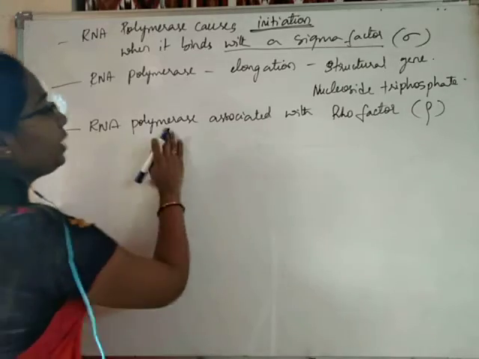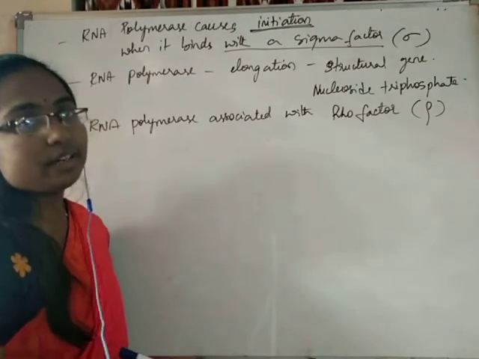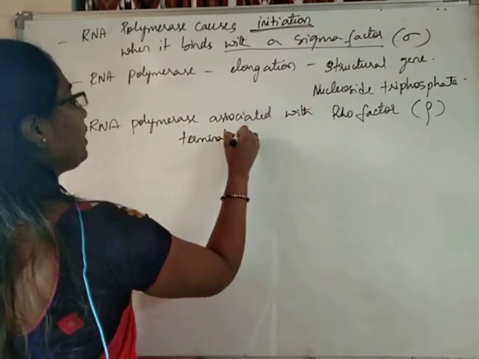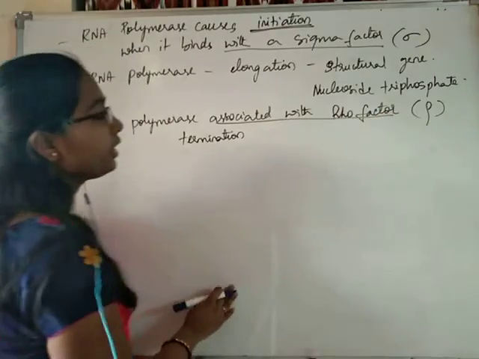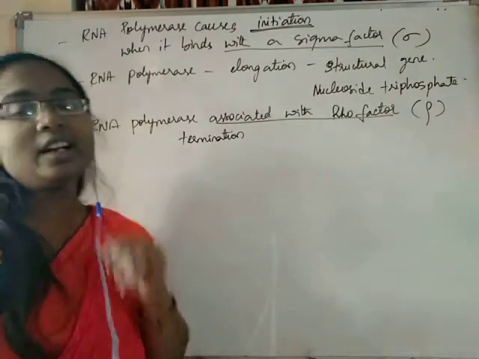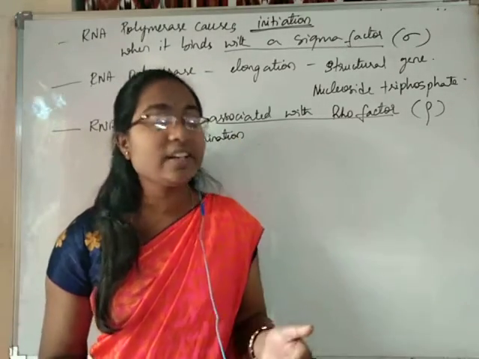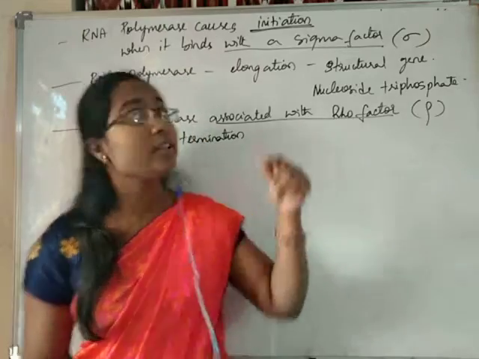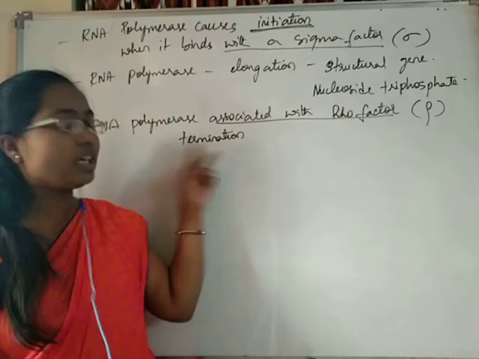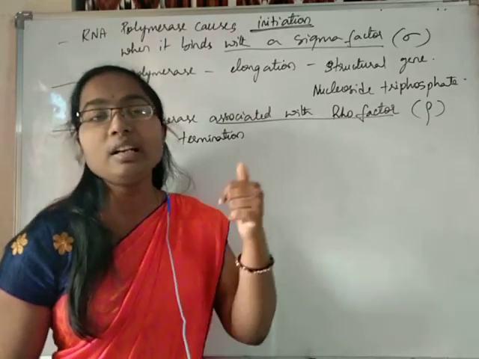So when RNA polymerase is associated with the Rho factor, it will result in termination. In this way the single enzyme RNA polymerase is able to catalyze three steps, because it associates with the sigma factor to cause initiation, and it associates with the rho factor to cause termination. In that way a single enzyme is able to perform multiple steps.